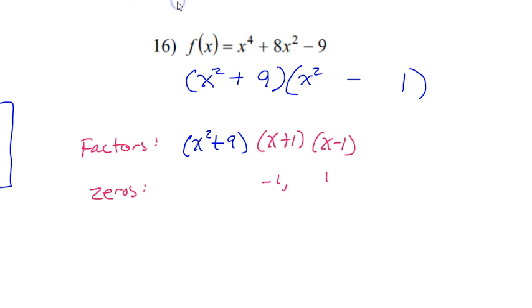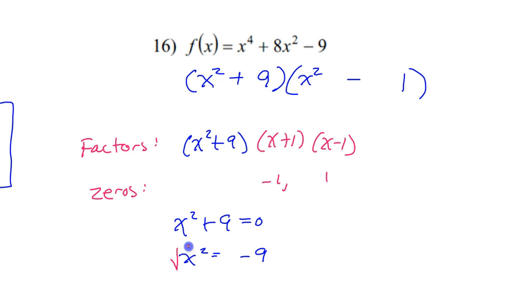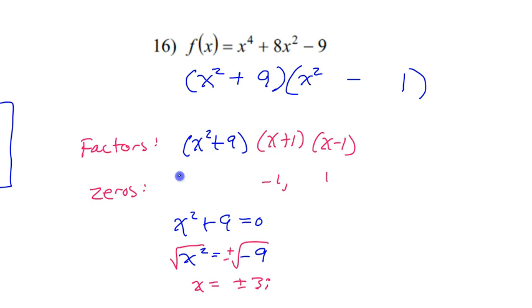And once again, if I set x squared plus 9 equal to 0, subtracting 9 from both sides gives me x squared equals negative 9. If I take the square root of both sides, I get plus or minus, and that's going to be 3i, because we have a negative under the radical. So I'm going to put 3i and negative 3i.